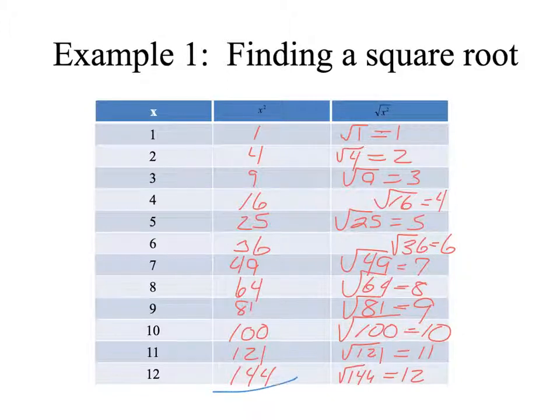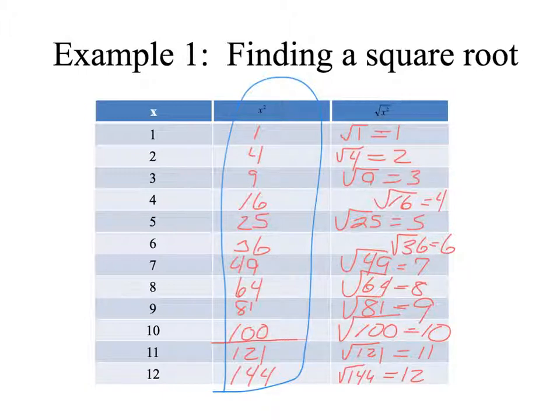The center list I circled is a list of perfect squares. These are the numbers that when you take the square root of them, they're going to work out evenly. You are expected to know this list by memorization up through 100. So when I ask you for a list of perfect squares, you should be able to give me this list.